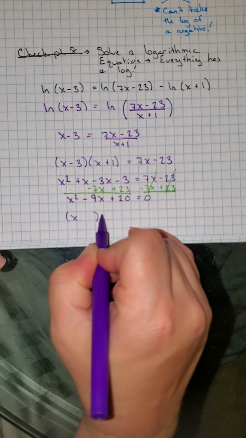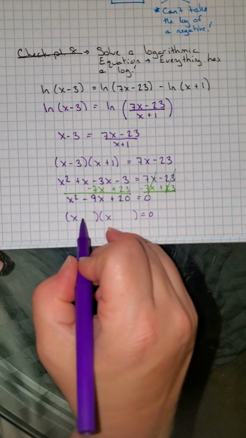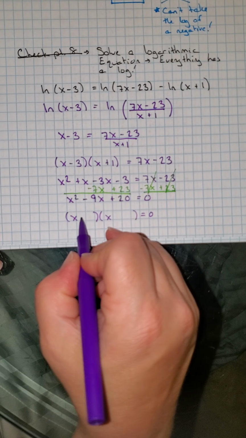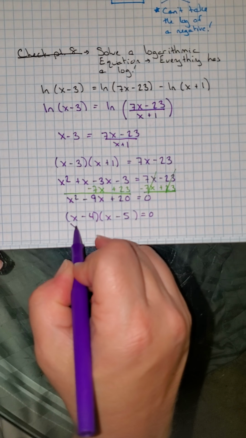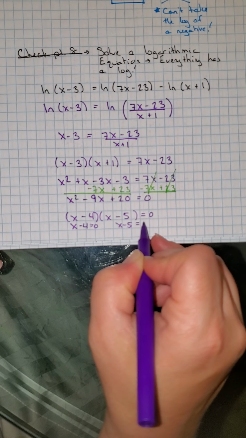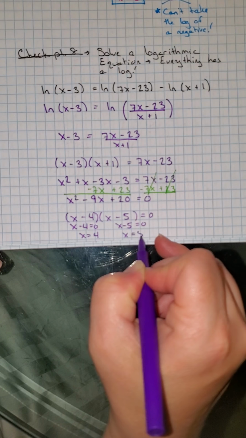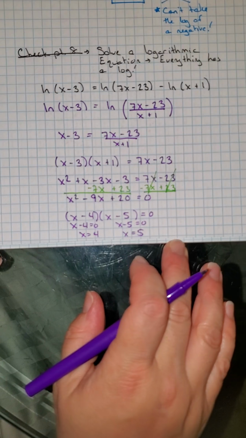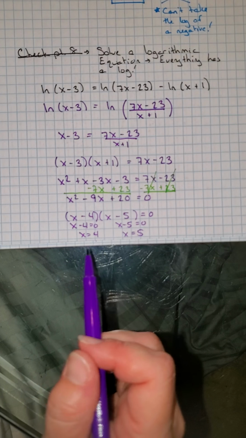Factor that out. Two numbers that multiply to get to 20 and add to get to 9. That'd be 4 and 5. So minus 4 and minus 5. Set each of those equal to 0. And you get x is 4 and x is 5. Now when you have two answers, don't assume that one will work and one won't. So we have to check it.